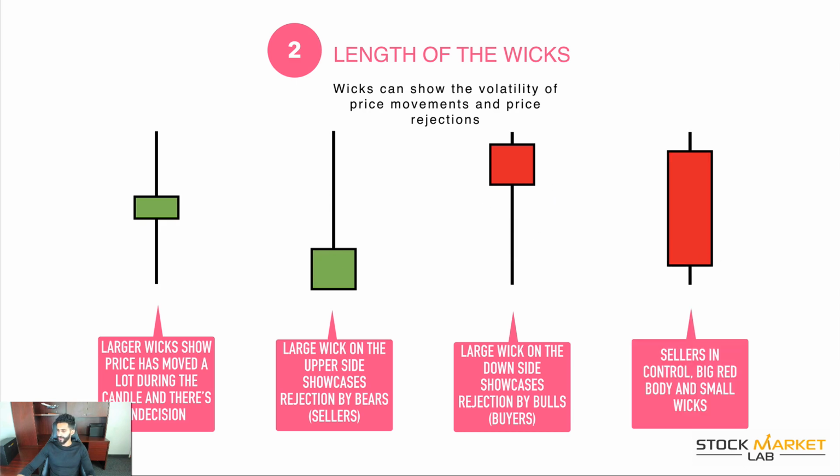And then if you look right here, this big body, remember like we went over in the last example, the size of the body is very important. Big body showcases sellers are in control. Big red body and small wicks, right? This showcases sellers are in complete control. Here, sellers tried to take control and then buyers brought it back up. So there's a difference. Understanding that is extremely important.